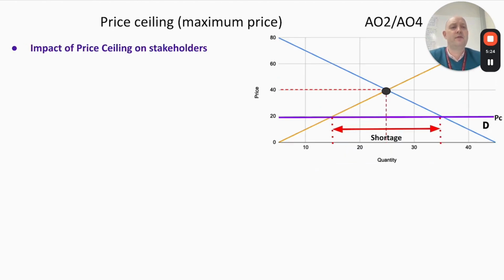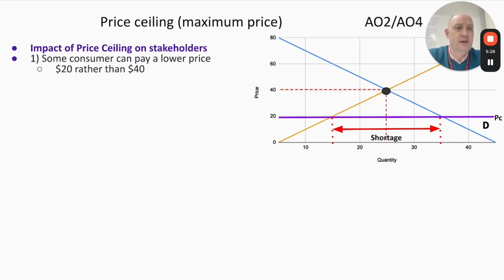So we now go through the implications onto different stakeholders. The first one is good. Some consumers can now pay a lower price. So previously, all consumers were paying 40. And now some consumers are only paying 20. So the idea of the price ceiling is it helps certain low-income consumers. So some consumers are able to benefit by buying up this 15 that producers are willing to sell.